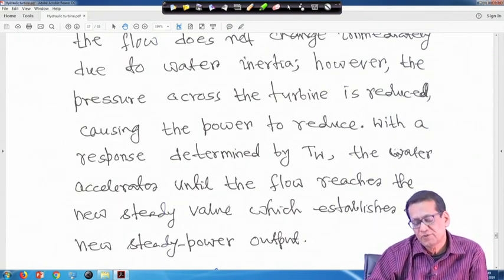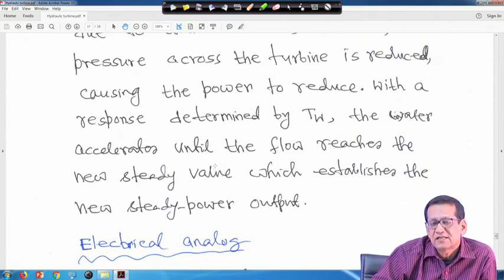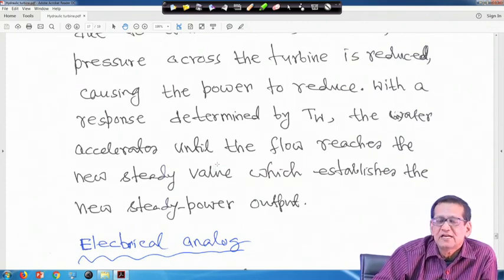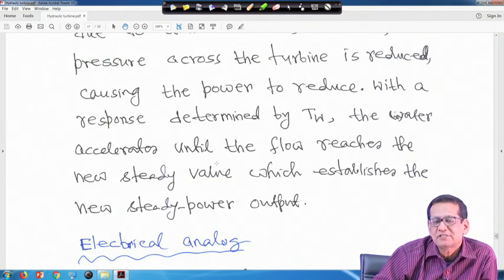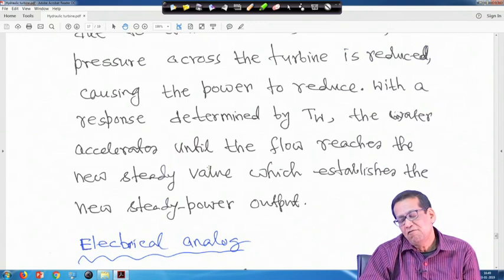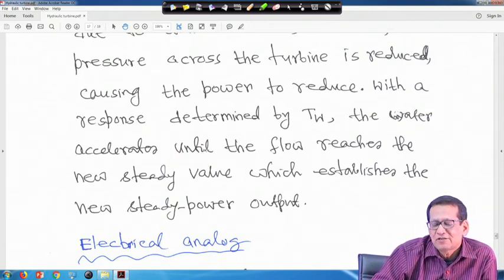The water accelerates until the flow reaches the new steady state value, which establishes the new steady state power output. So, for a hydro turbine, suppose there is a sudden increase in the load demand. Initially the hydropower generation cannot generate power immediately; instead of generating power, initially it decreases, and after some time it goes up.